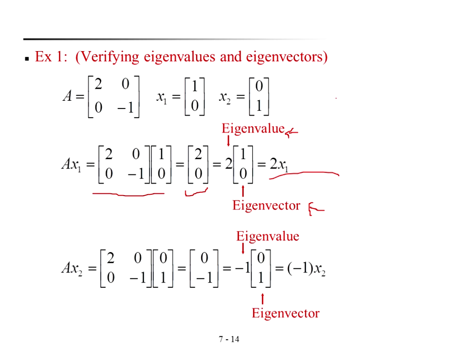This is the method to write the eigenvector. Similarly, for Ax2, there is a matrix and a vector, and multiplying them, you will get one vector. Now take minus 1 common outside. When you take minus 1 outside, then minus 1 is called the eigenvalue, and 0 1 is called the eigenvector. Or you can write minus 1 into x2. So this is the method to write the eigenvalue and eigenvector.